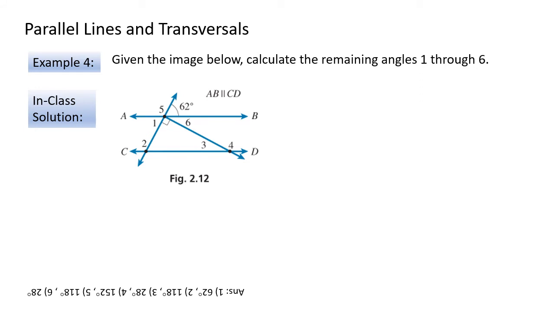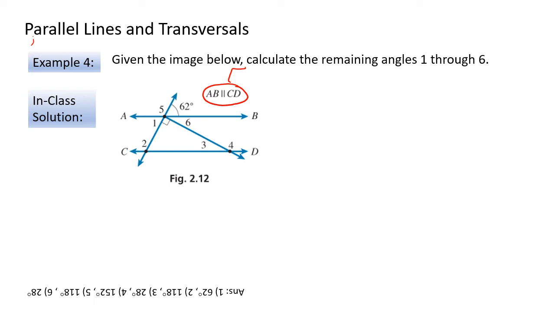So let's look at an example. Given the image below, calculate the remaining angles 1 through 6. A couple items to note. Line AB is parallel to CD. That's what this symbol means, the two dashes like that. If you were to say perpendicular, you'd see it written as AB with lines at 90 degrees, meaning perpendicular to CD. In this case, it's written as parallel.